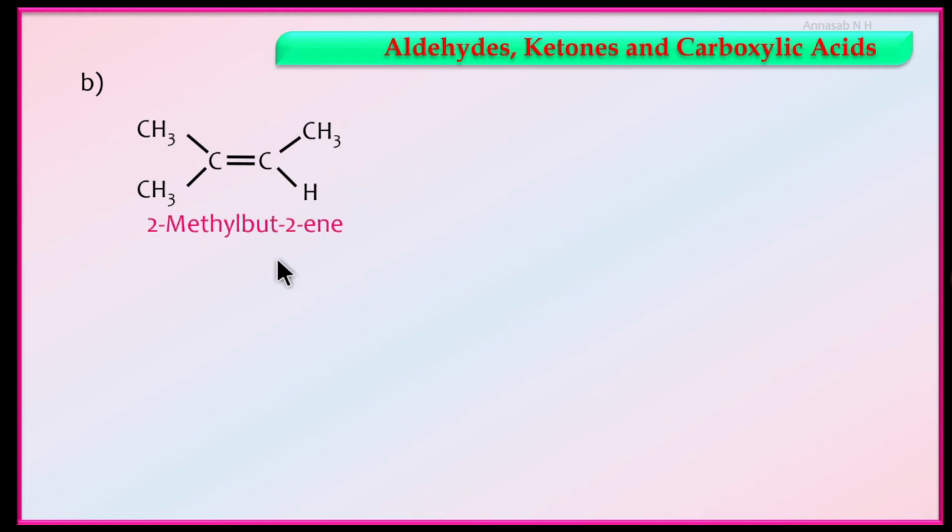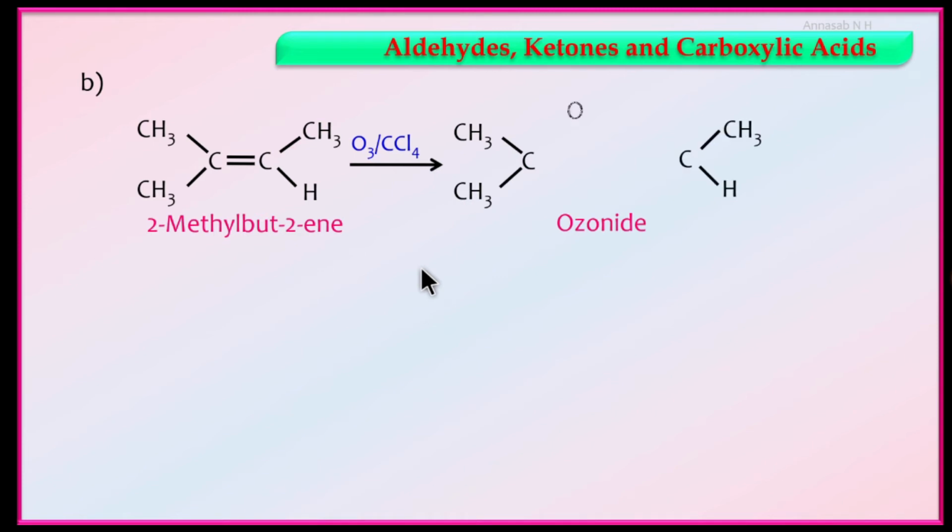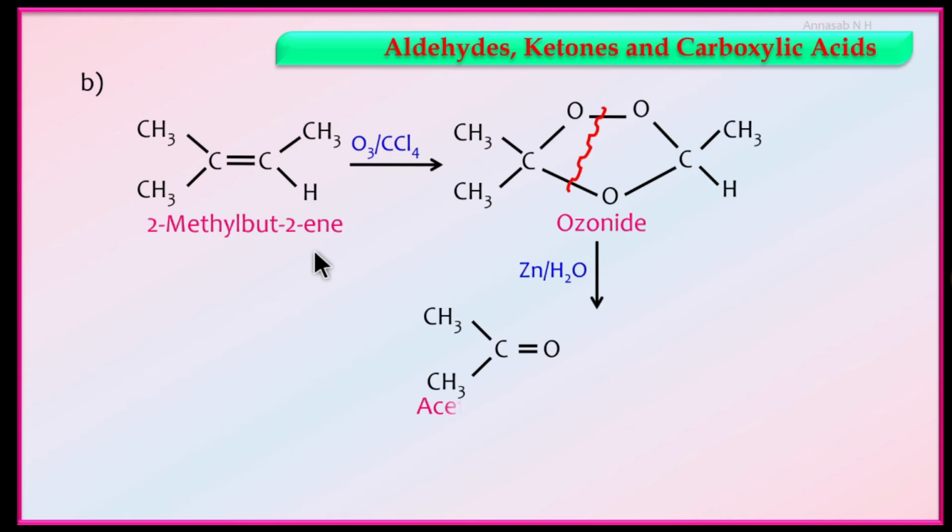So the name of the compound is 2-methyl-2-butene, which undergoes ozonolysis in presence of carbon tetrachloride. Ozonoid is going to be formed. So again there is a formation of 5-membered cyclic compound. So after the addition of zinc in presence of water, breaking of bonds takes place, leading to the formation of ketone and aldehyde. So as we are learning the preparation of aldehyde, we can concentrate on the second product, acetaldehyde.